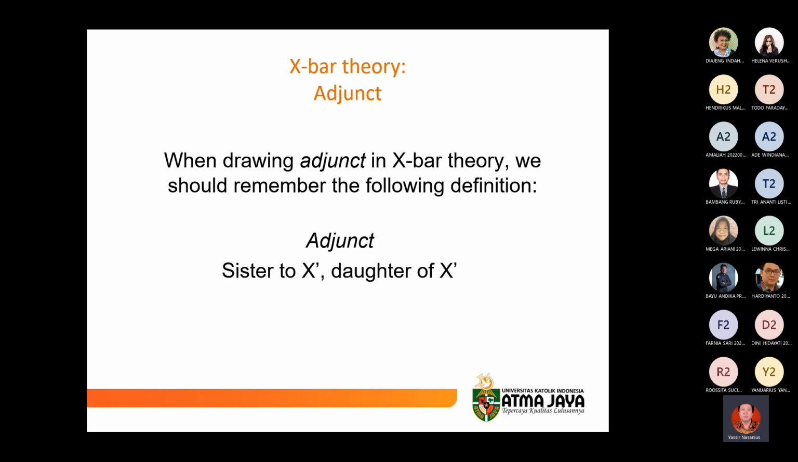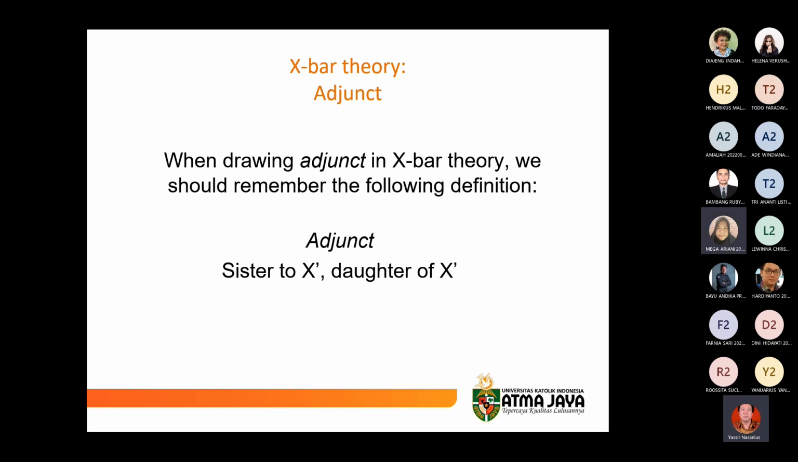Remember, adjunct is sister to X bar and daughter of X bar. So very funny, adjunct can be sister and daughter at the same time. So what is the difference between adjunct and complement again? The complement is sister to the head, but adjunct is sister to the X bar, and daughter of X bar.